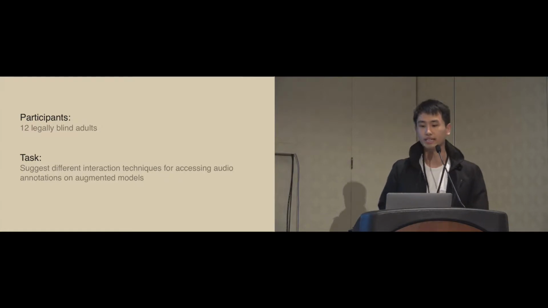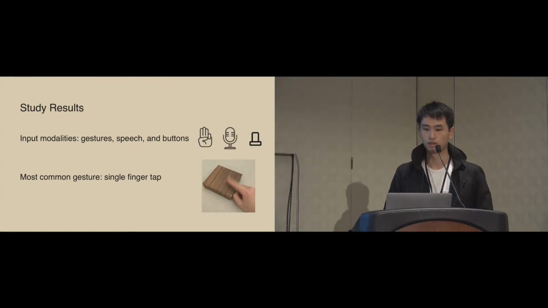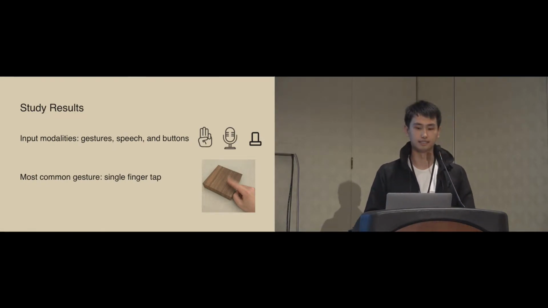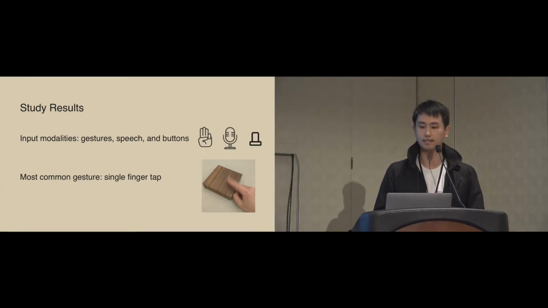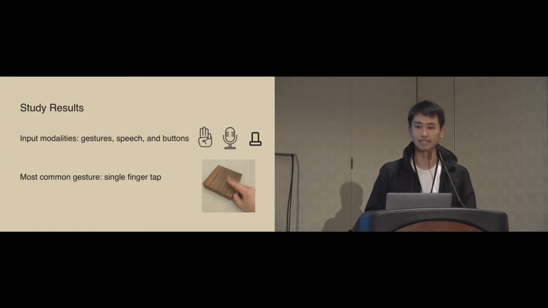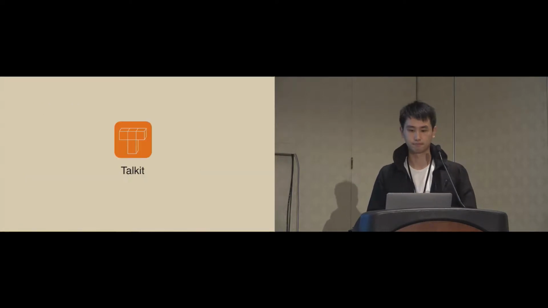So in the study, we invited 12 legally blind participants, and we asked them to suggest different interaction techniques for accessing audio annotations on an augmented model. We found participants commonly mentioned three input modalities: gestures, speech, and buttons, and the most common gesture was tapping on an element to retrieve its annotation. For example, on a globe model, they would suggest tapping on a continent to get its name.